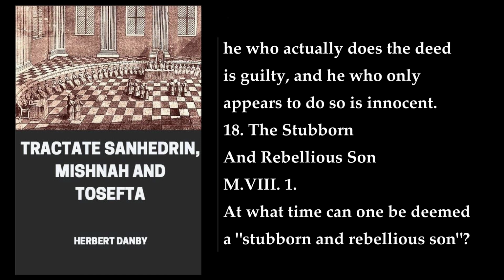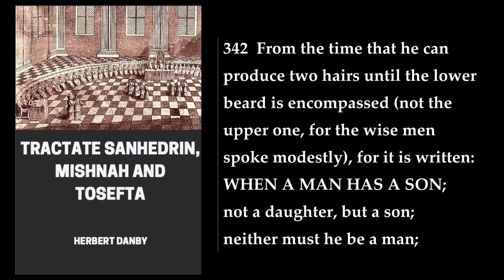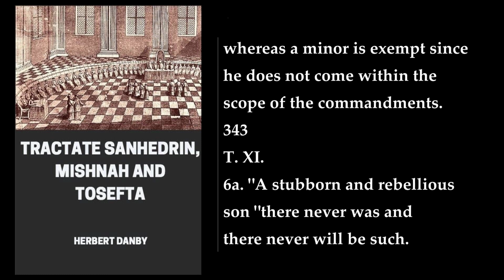M. 8, 1. At what time can one be deemed a stubborn and rebellious son? 342. From the time that he can produce 2 hairs until the lower beard is encompassed, not the upper one, for the wise men spoke modestly, for it is written, when a man has a son, not a daughter, but a son, neither must he be a man. Whereas a minor is exempt since he does not come within the scope of the commandments.